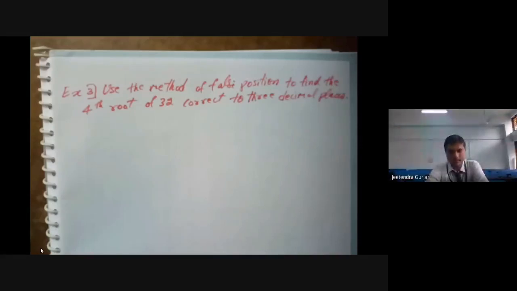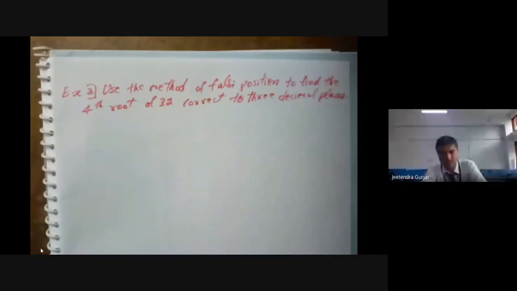Can anybody tell me? Of all the values, one must be positive, one must be negative. Which is the interval? The root lies between which two values? Jeet Kumar has done 2 and 3. It is the interval 2 and 3. But tell me, the root lies between which interval? Which two values does it lie between?